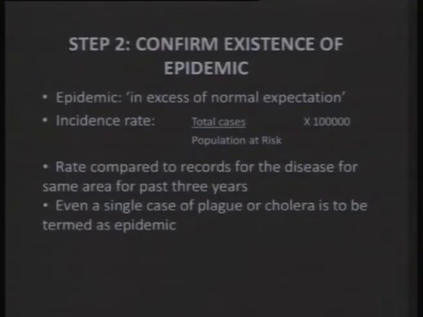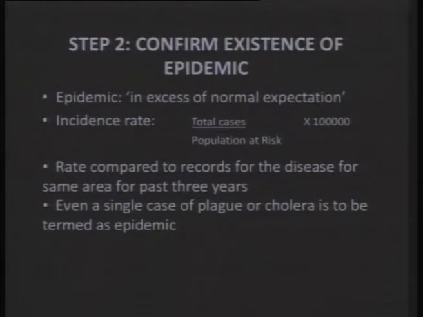The second step is to confirm that there is actually an epidemic going on. Now, we said at the outset itself that epidemic is considered in excess of normal expectation. The normal expectation is to be based on comparison with records, and the ideal way is to examine or compare the records of the same disease for the same area for the past 3 years.